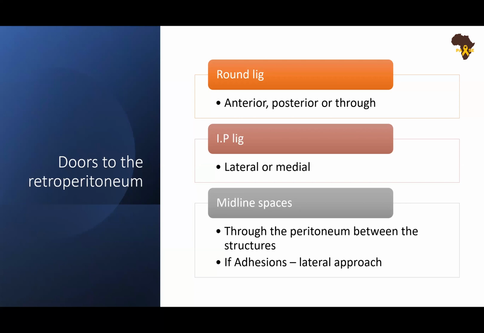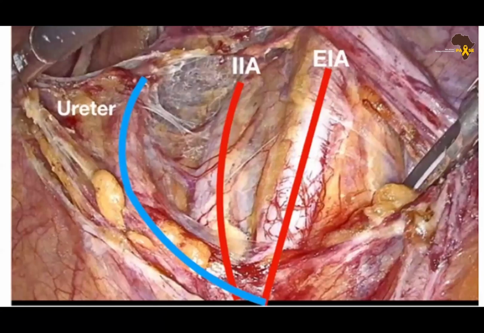If there are adhesions due to previous surgery or due to anatomical distortion due to endometriosis, you do not enter these spaces directly in the midline. You now use a lateral approach. So this is going to be into the retroperitoneum. Just a look at what we are going to go through today.